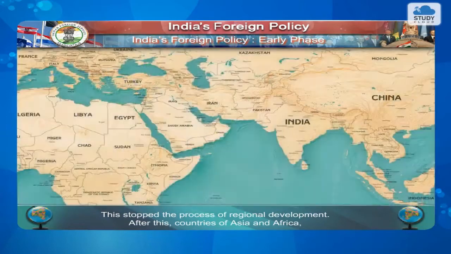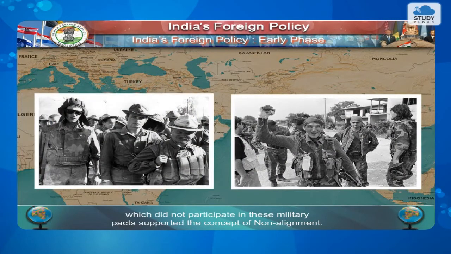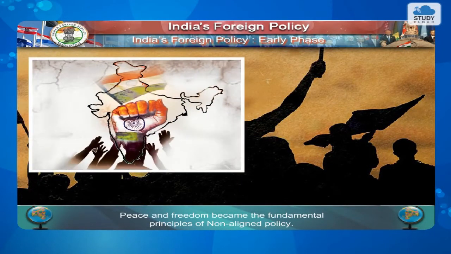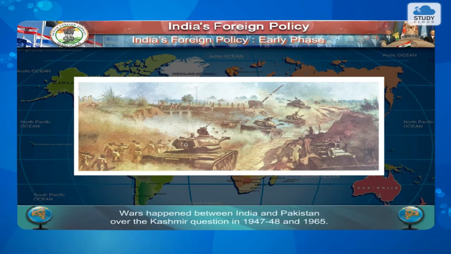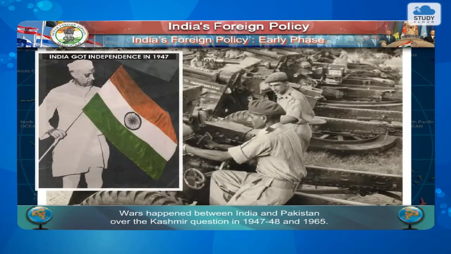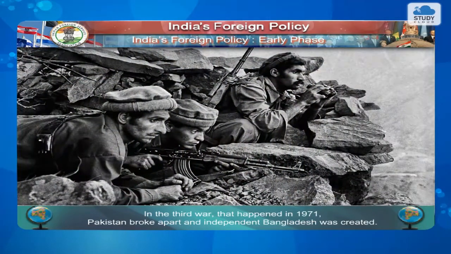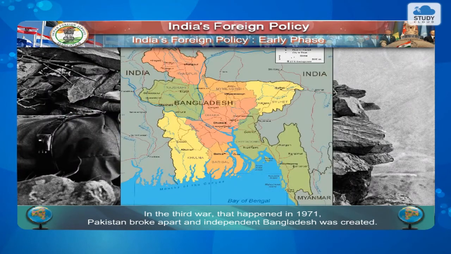After this, countries of Asia and Africa which did not participate in these military pacts supported the concept of non-alignment. Peace and freedom became the fundamental principles of non-aligned policy. In this period, India had to face conflict with neighboring countries. Wars happened between India and Pakistan over the Kashmir question in 1947 to 48 and 1965. In the third war that happened in 1971, Pakistan broke apart and independent Bangladesh was created.